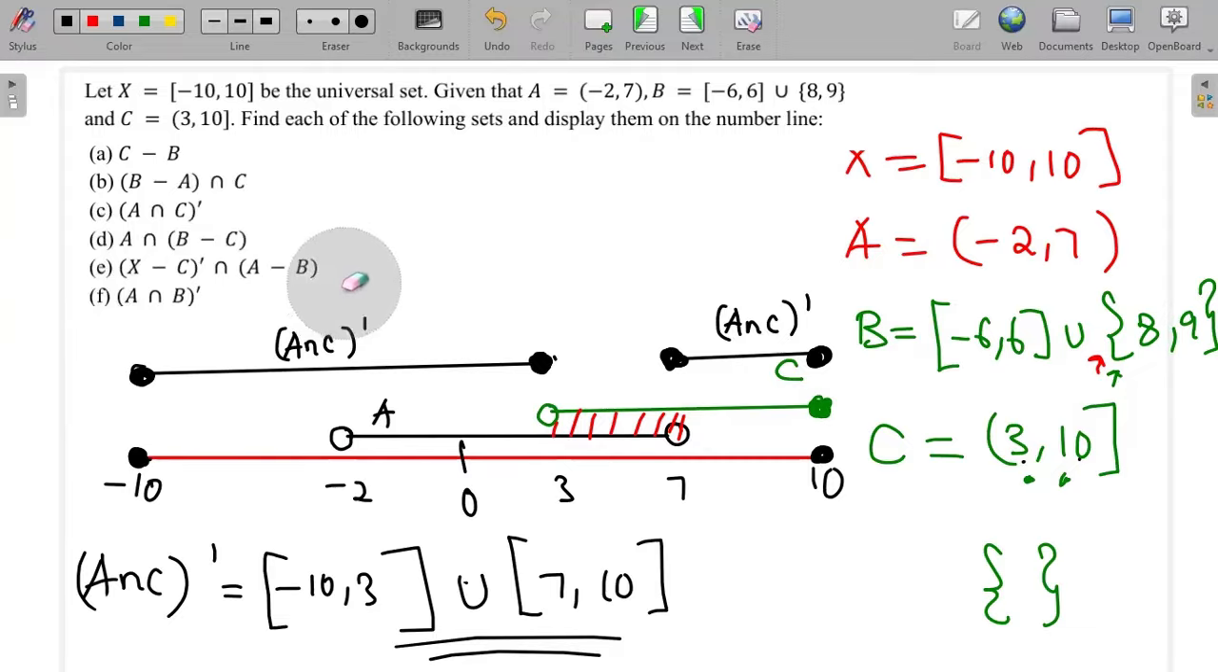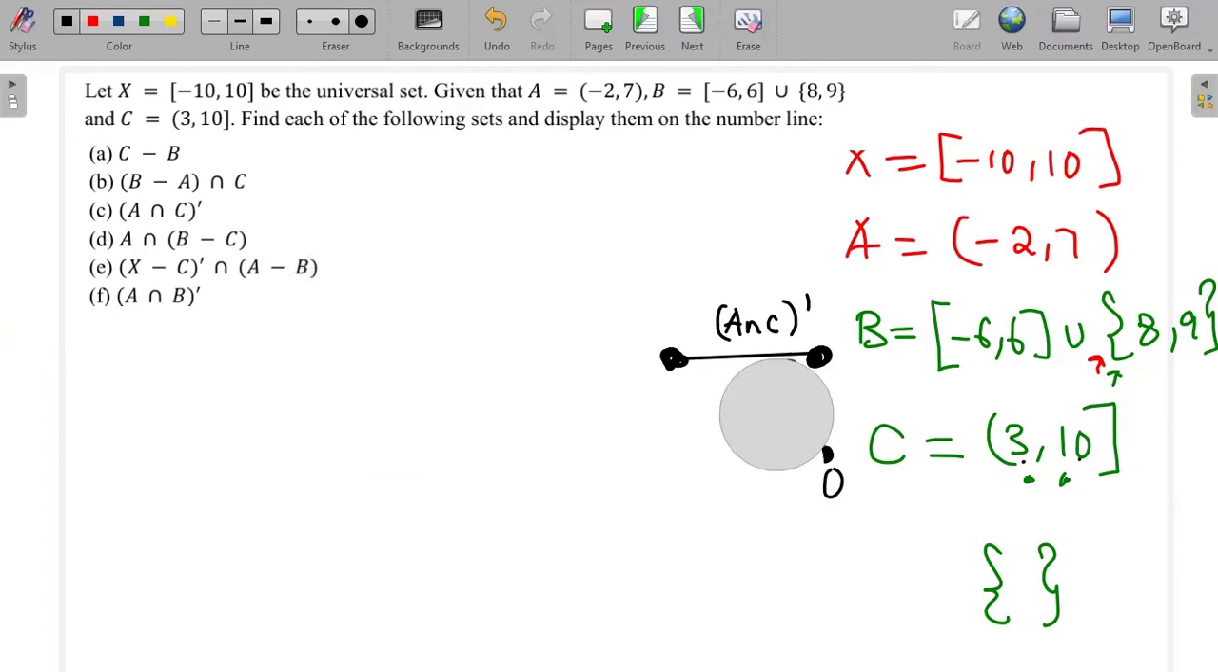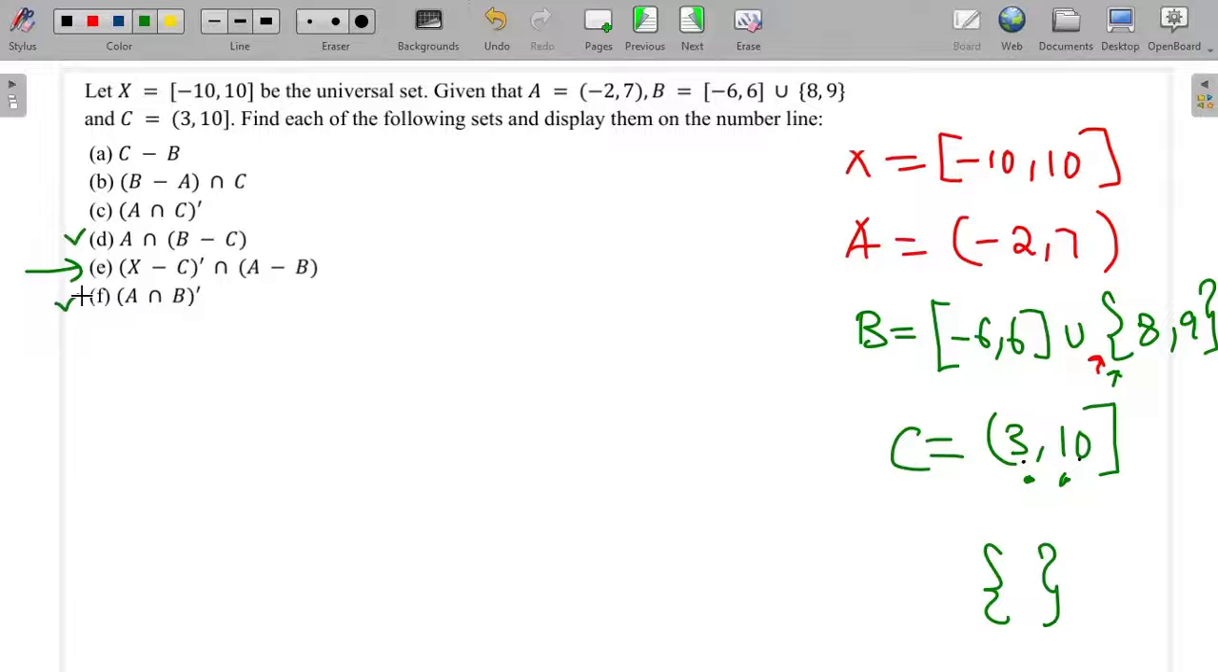But I want to leave some of these ones for you guys. So which one looks the most difficult? I think E looks the most difficult. So let's solve E, and then you can try out D and F to see if you actually understood whatever we are doing.